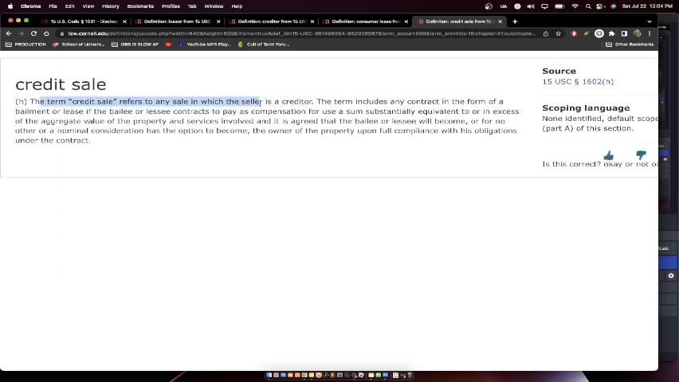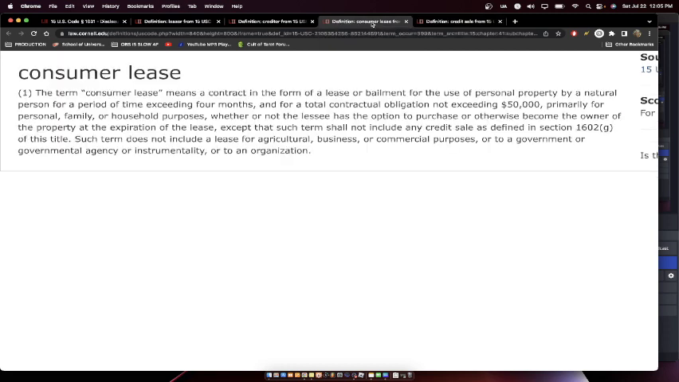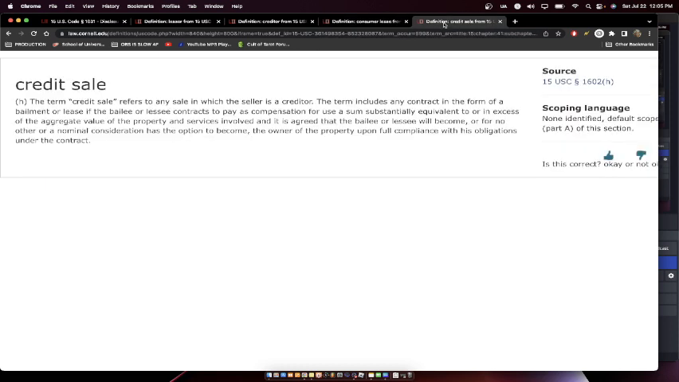The term credit sale refers to any sale in which the seller is a creditor. The term includes any contract in the form of a bailment or lease. So they're saying a credit sale and a consumer lease is not the same. A consumer lease is not a credit sale.